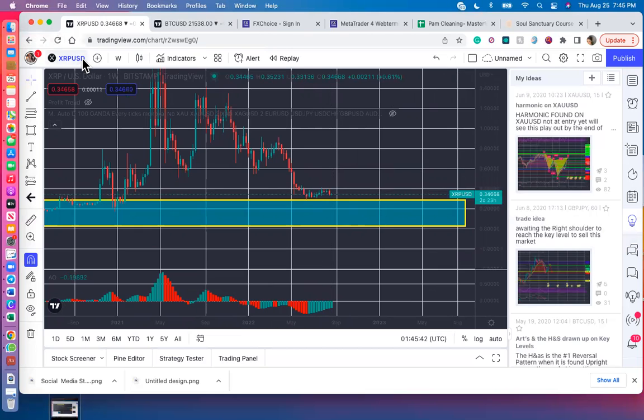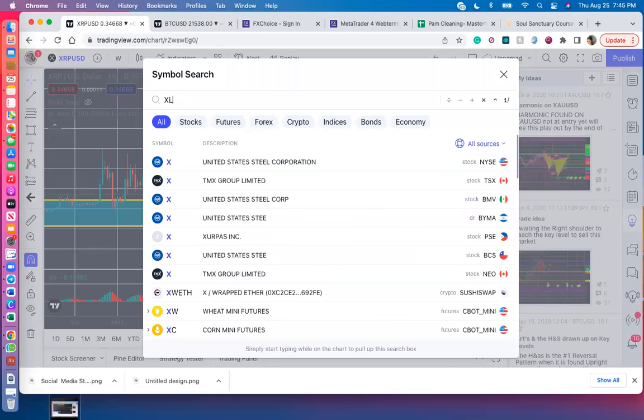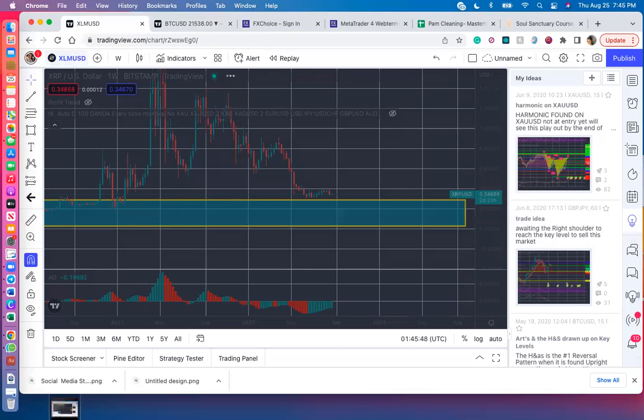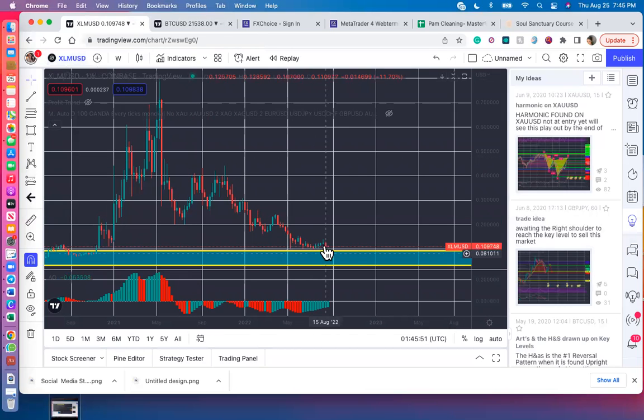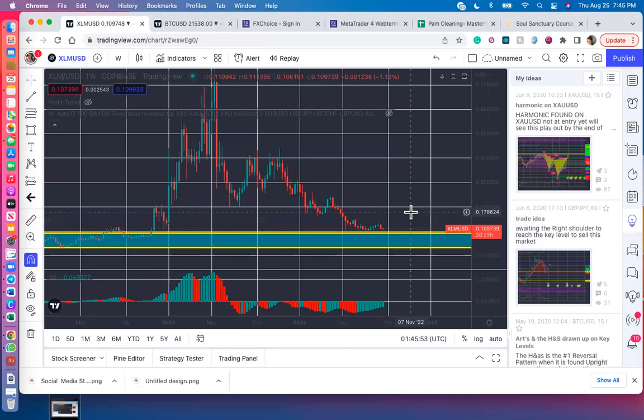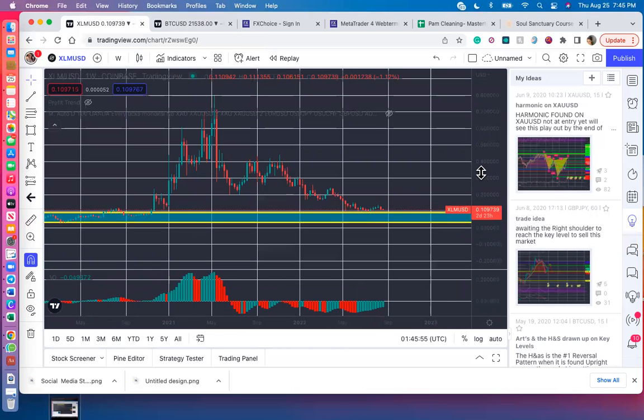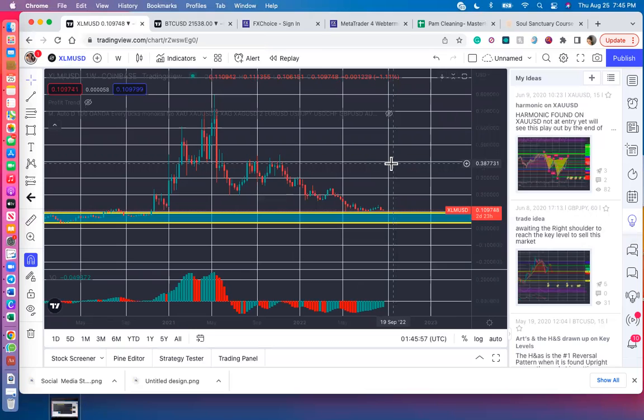What about XLM? Let's take a peek here. XLM USD. Back to supply again. So if you don't know what these two are, and you tune into the session on YouTube, XLM and XRP are both cryptos, but like I mentioned previously on a few of my sessions, they are attached to tangible assets. So they're going to be sticking around no matter what. They're attached to gold and silver.